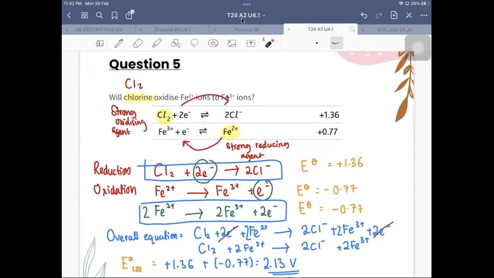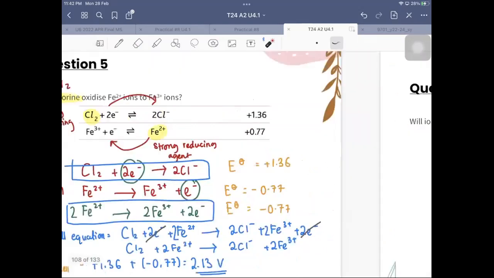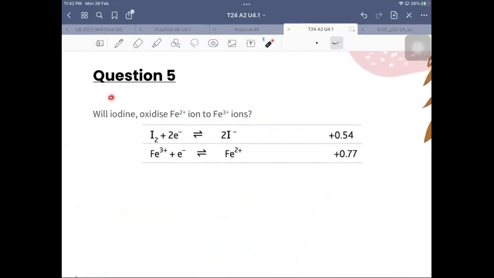Question number 6, actually, not question number 5. I believe in your notes, it is also question number 6. Will iodine oxidize Fe2+ and Fe3+? Again, you have to get the correct species of iodine. When the question mentions iodine, it is referring to I2, not I-, because I- is iodide. Okay, iodine is I2.